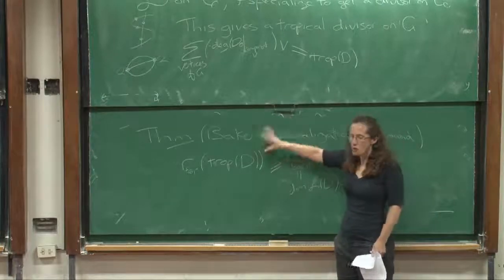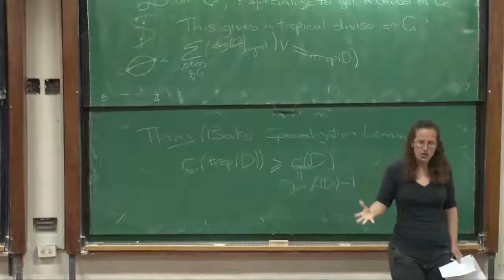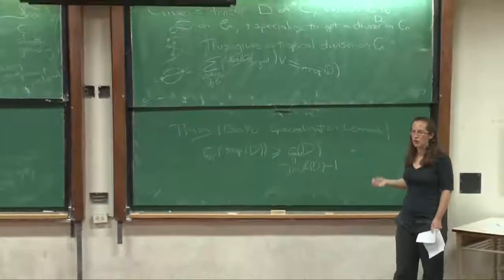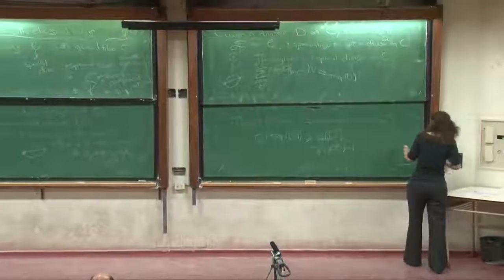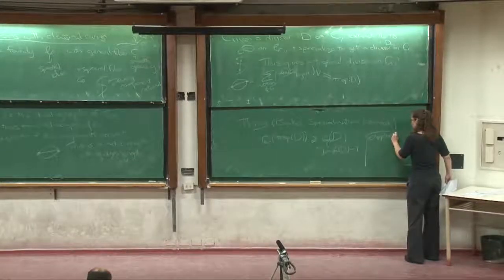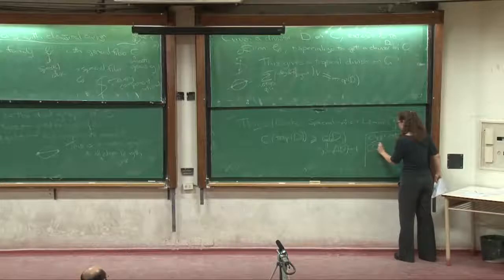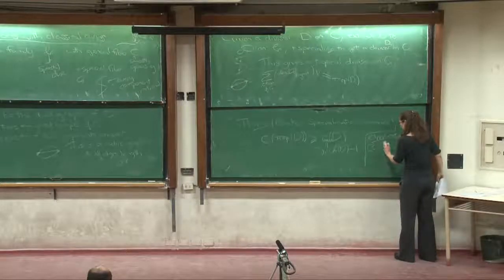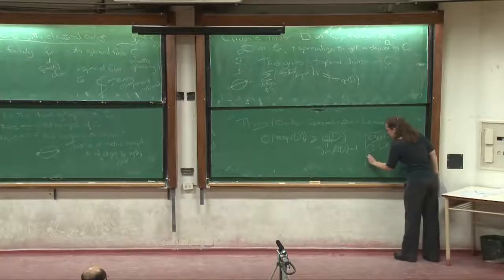So one way you could do this is you can use this to show the non-existence of divisors with particular linear series. So the application, and this is work of Cools, Draisma, Payne, and Robeva, is you can prove half of the Brill-Noether theorem.